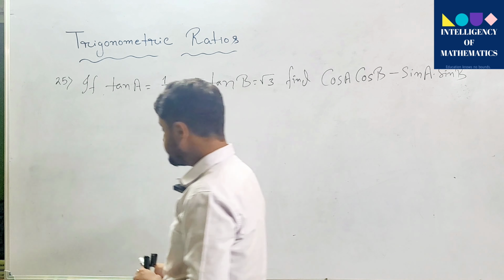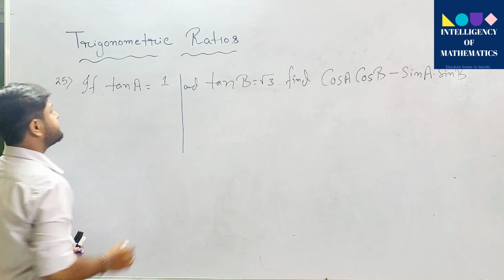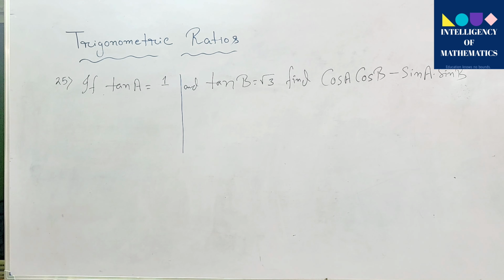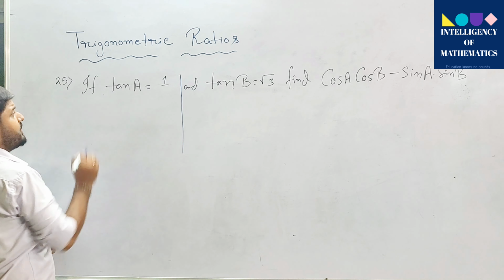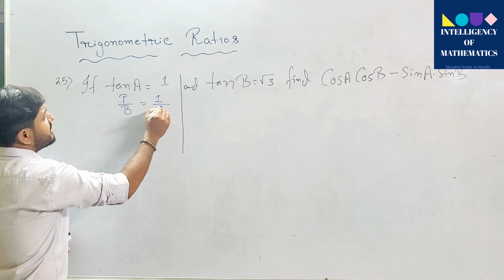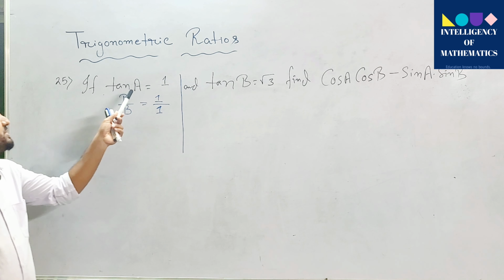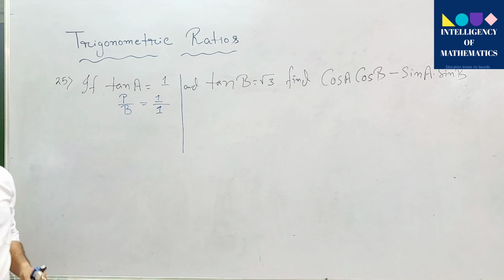How will we do it? At first, there are two things given. Tan A is given. We know tan theta means perpendicular by base, whose value is 1, that means we can take 1 by 1. Don't think that both the tan values differ, how can that be? It is different because of these two angles. Angles are different, so tan theta's value also comes out different.